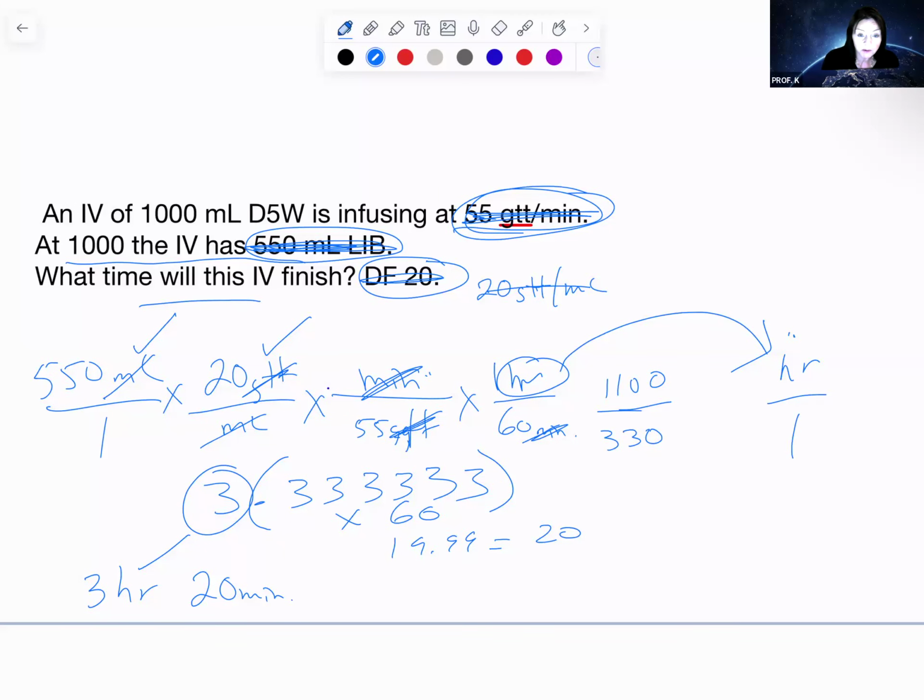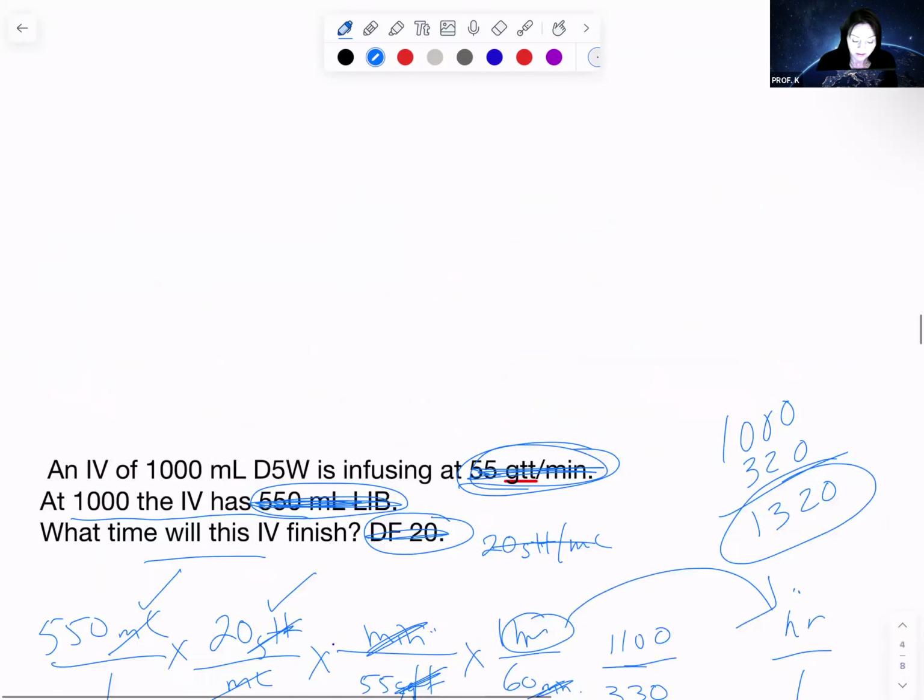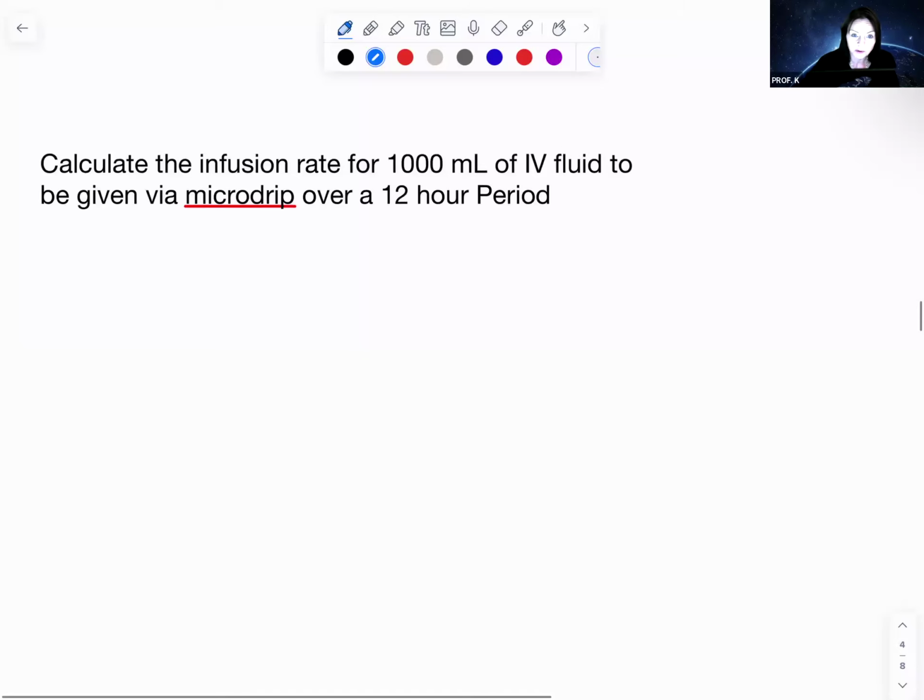But it asked me what time will it finish. Well, I walked in at 10 a.m. and it's going to take 3 hours and 20 minutes. So that means I'm going back in the room at 13:20 with a brand new bag. I love it. Do this one.